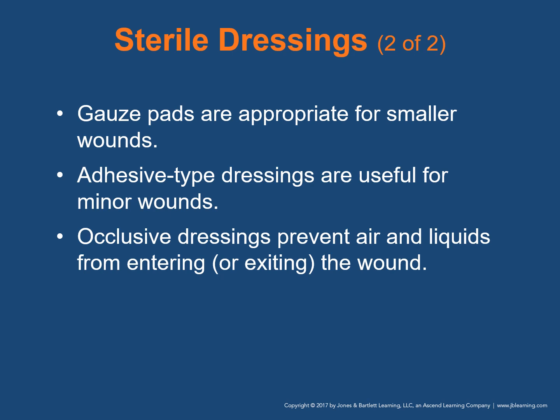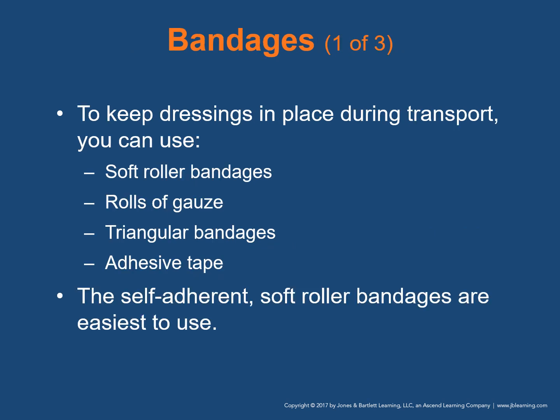Occlusive dressings prevent air and liquids from entering or exiting through the wound. Occlusive dressings are made of Vaseline-infused gauze, aluminum foil, or plastic, and used to cover sucking chest wounds, abdominal eviscerations, penetrating back wounds, and neck injuries. Now that we've talked about the different types of dressings, we're going to talk about bandages.